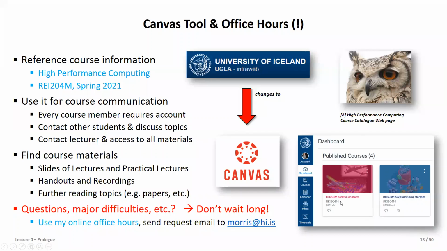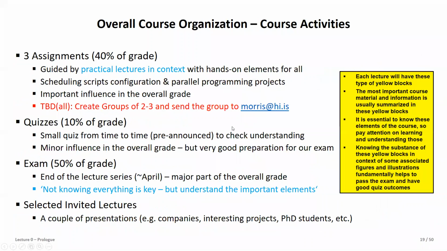It is published under this RAE 204M course in the Canvas space. When we talk about the grading and the course activities, we will have 3 assignments, which are 40% of the grade, which I guide usually with practical lectures. So we'll do some demonstrations. And for those, please create groups of 2 or 3 people and send them to me. The idea is really to learn parallel programming step by step in different assignments.